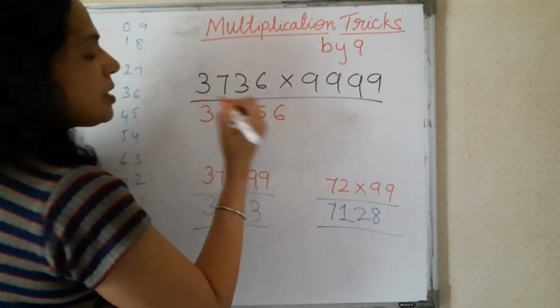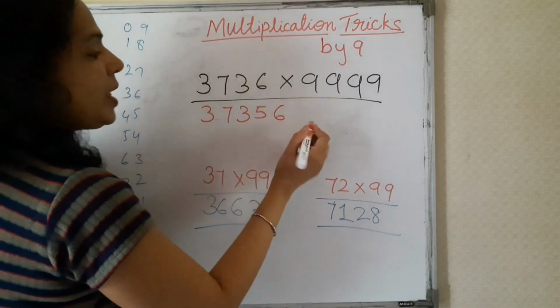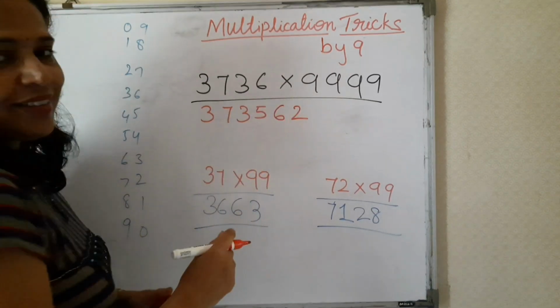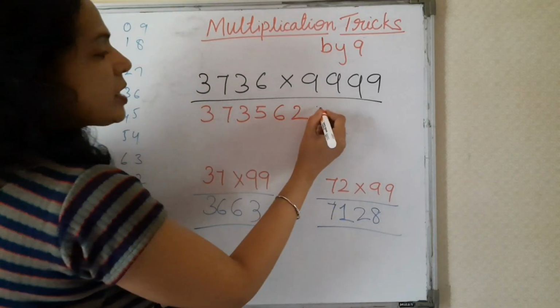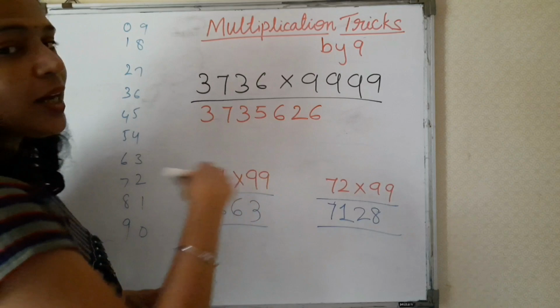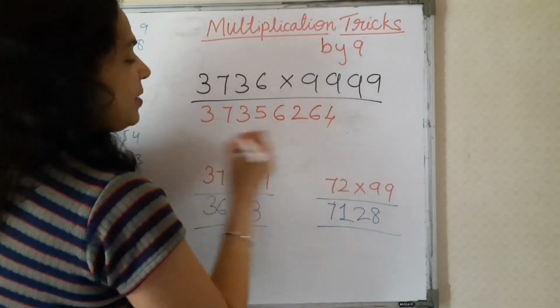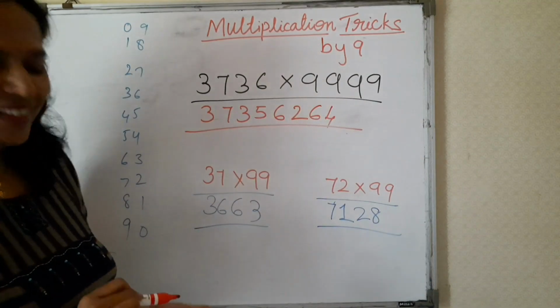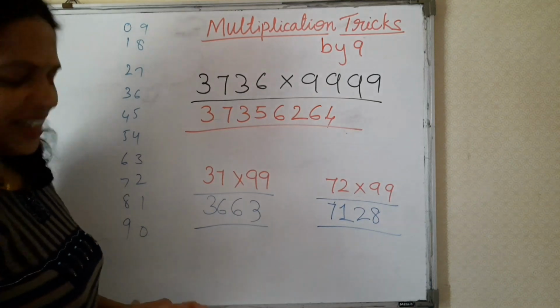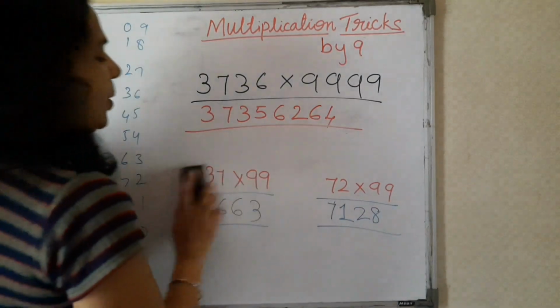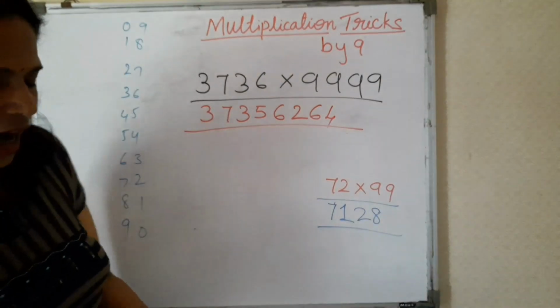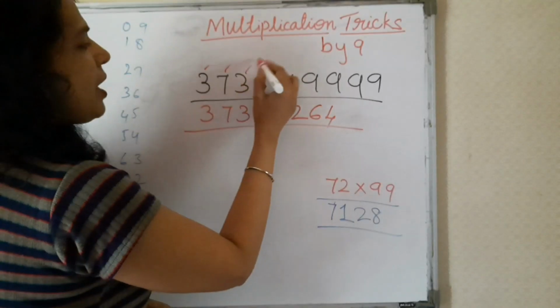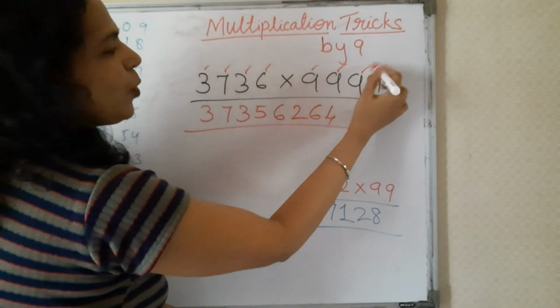3 plus 6 is 9. 7 plus 2 is 9. 3 plus 6 is 9. 5 plus 4 is 9. This is your answer. Isn't it so easy? Here you must have observed how many digits we have: 1, 2, 3, 4. Here also 4 9s.